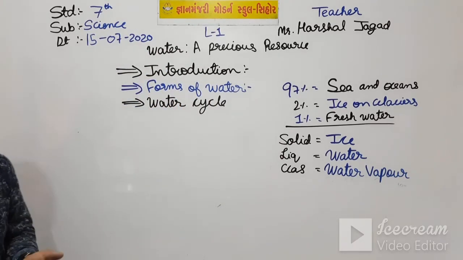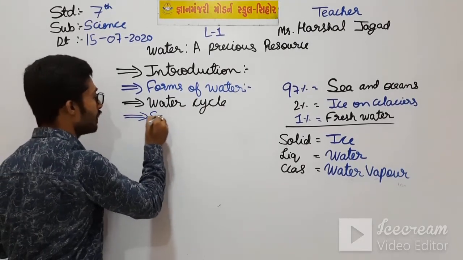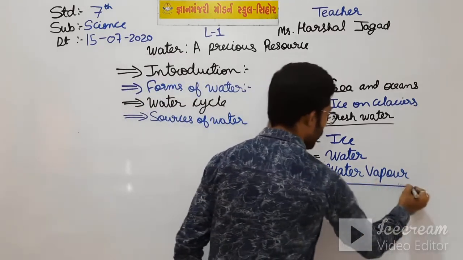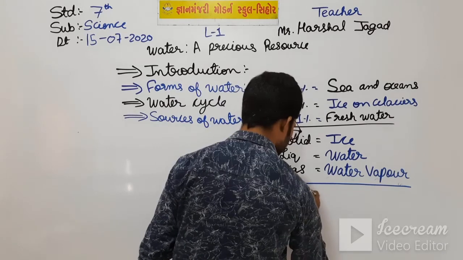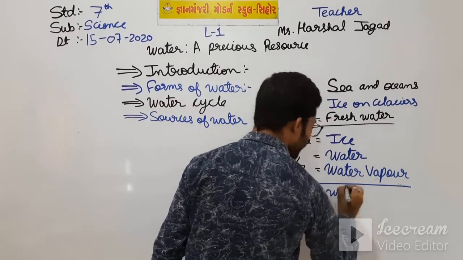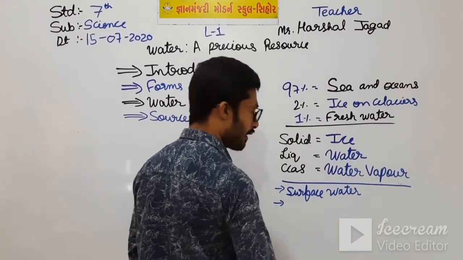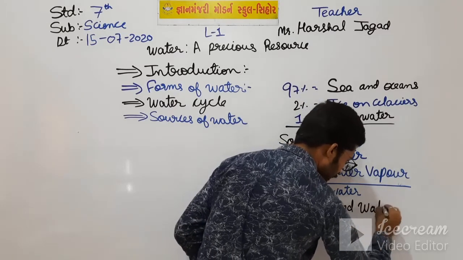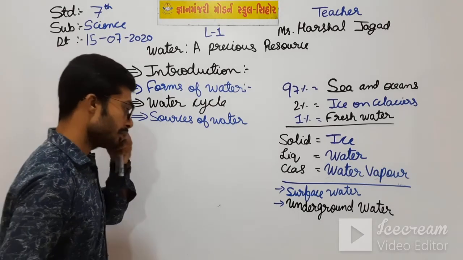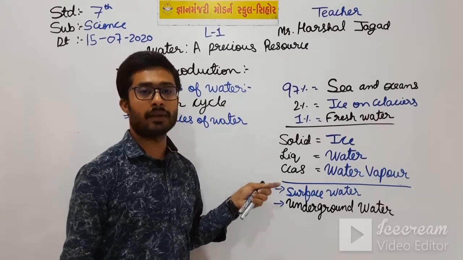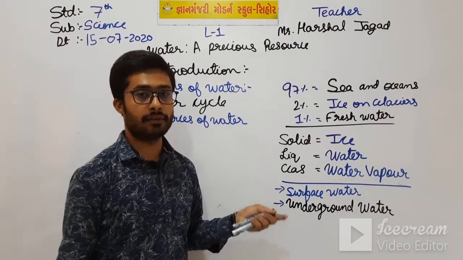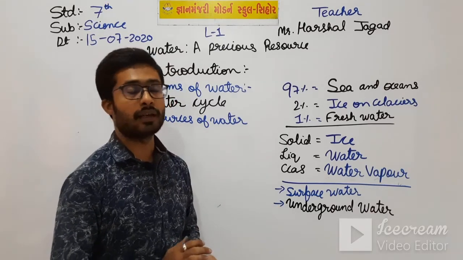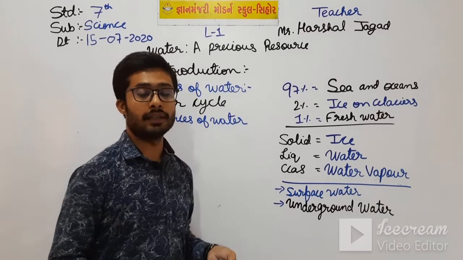Okay students, and then after we have seen sources of water. In this we have seen the first, that was surface water, and the other was the underground water. Surface water means the water which we can see with our naked eye, like in the seas, oceans, ponds, lakes, rivers. These are all surface water. And underground water means the water which is stored in the soil and taken out by tube wells, or in Gujarati we can say dars.